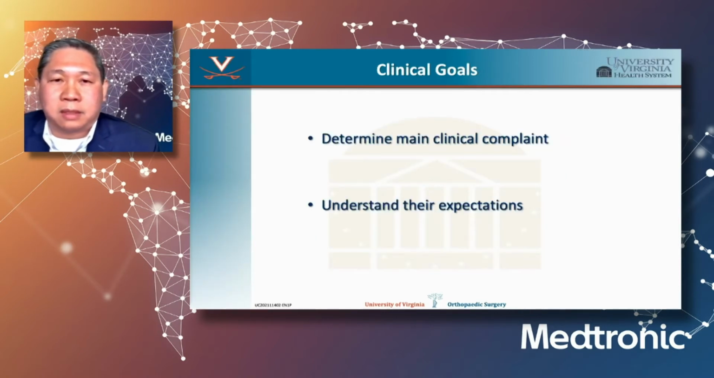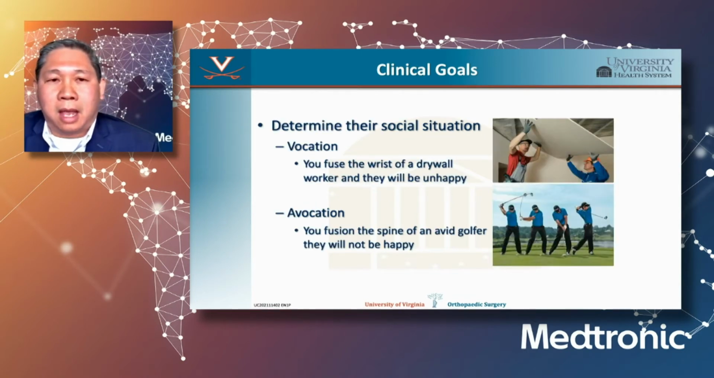I think those three numbers help set the radiographic parameters, but it's really important to understand what the patient's clinical goals are, right? So what's their main complaint? Are they having more back pain or leg pain? Is it neurogenic claudication, or is it radicular? And you need to really understand their expectations, right? What are they trying to get back to? And in this aspect, I think about their vocation and their avocation.